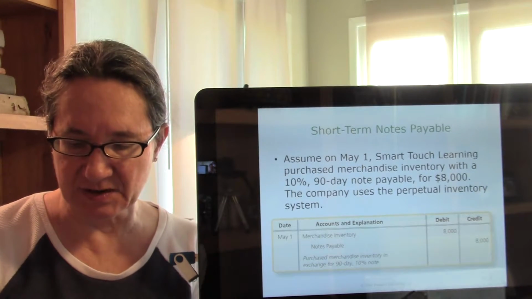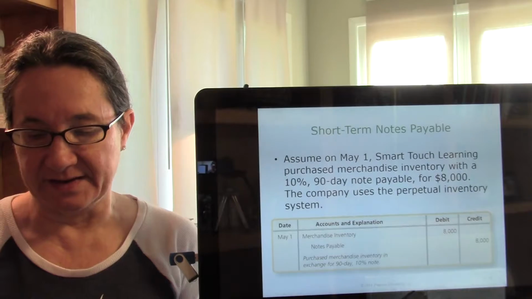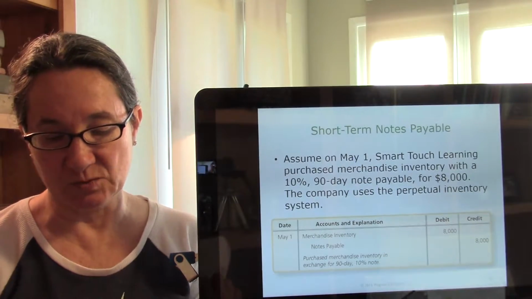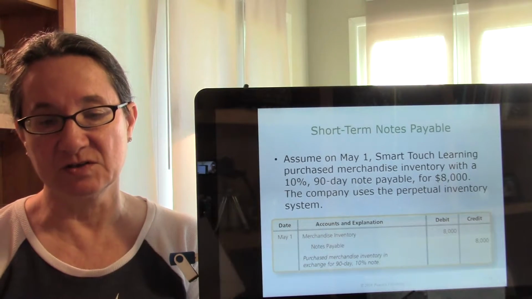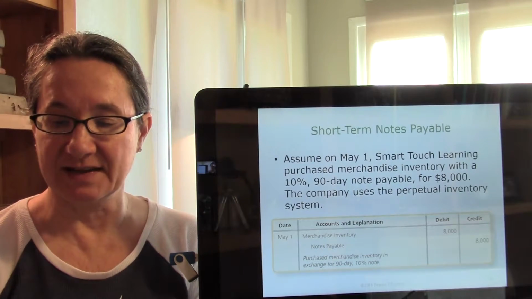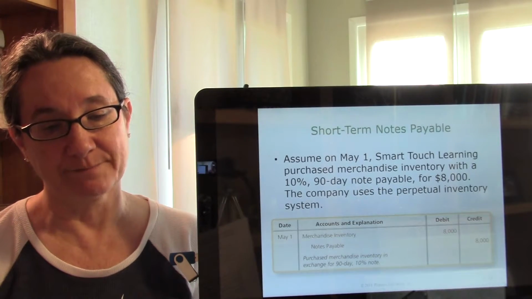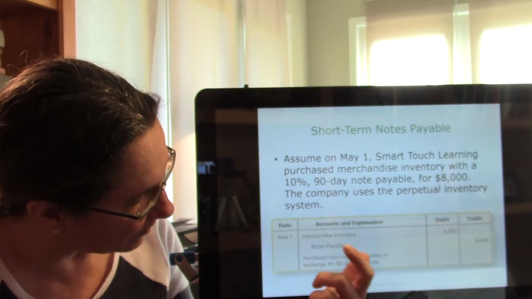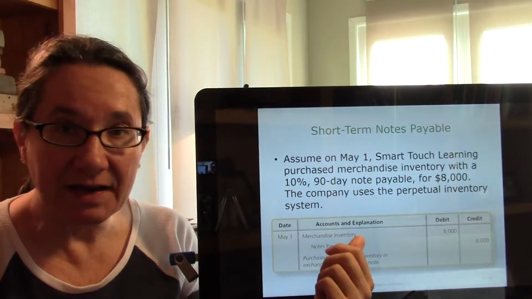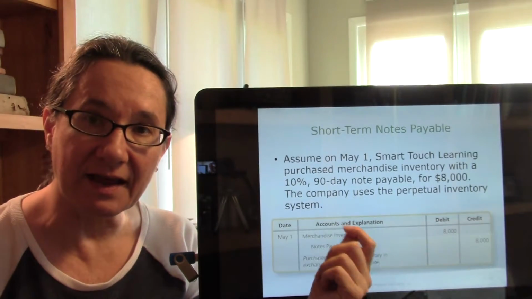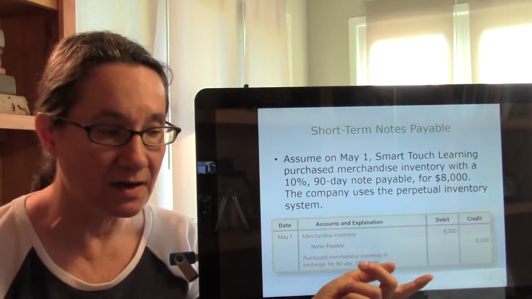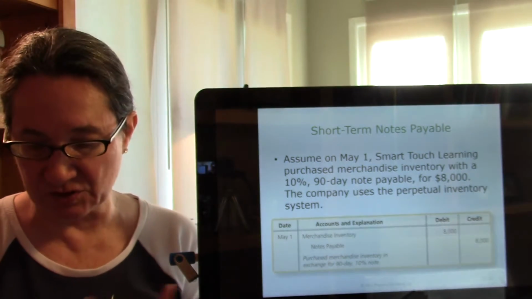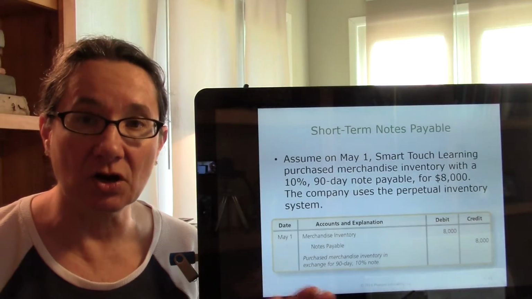Assume on May 1, Smart Touch Learning purchased merchandise inventory with a 10% 90-day note payable for $8,000. The company uses the perpetual inventory system. The entry includes a debit to merchandise inventory for $8,000 and a credit to notes payable of $8,000. So here's your example. We bought some inventory, so we didn't get cash in, we got inventory in, so we debit the asset merchandise inventory and credit that liability notes payable, and because it's so short term, 90 days, less than a year, it's a current liability.